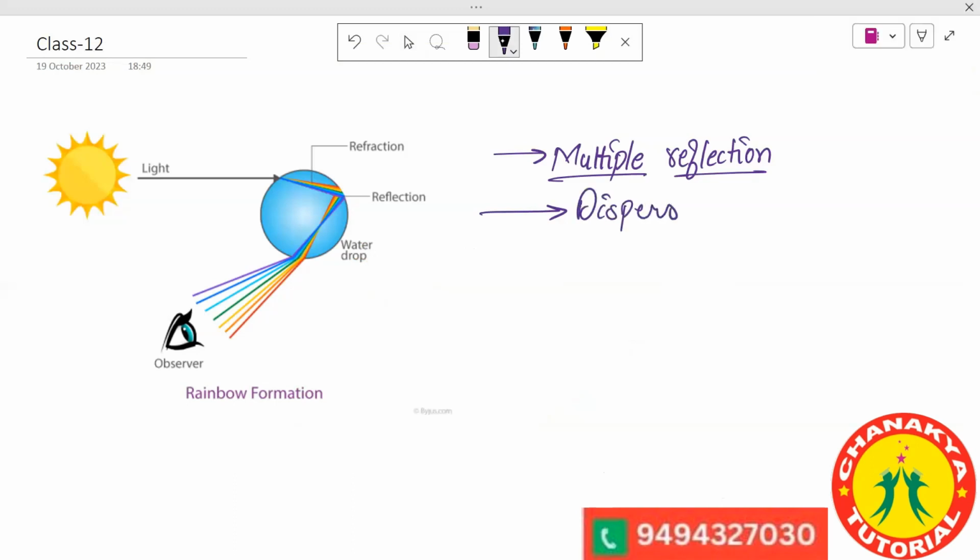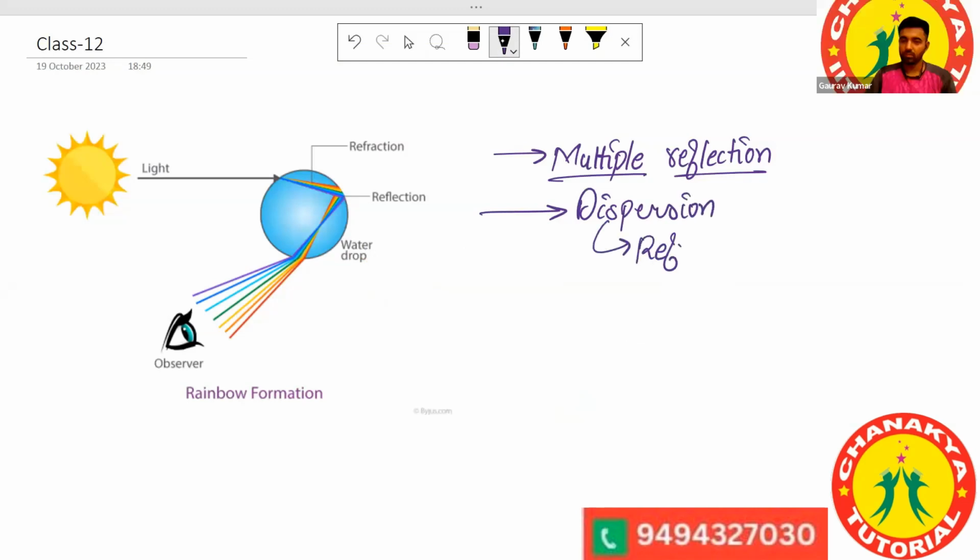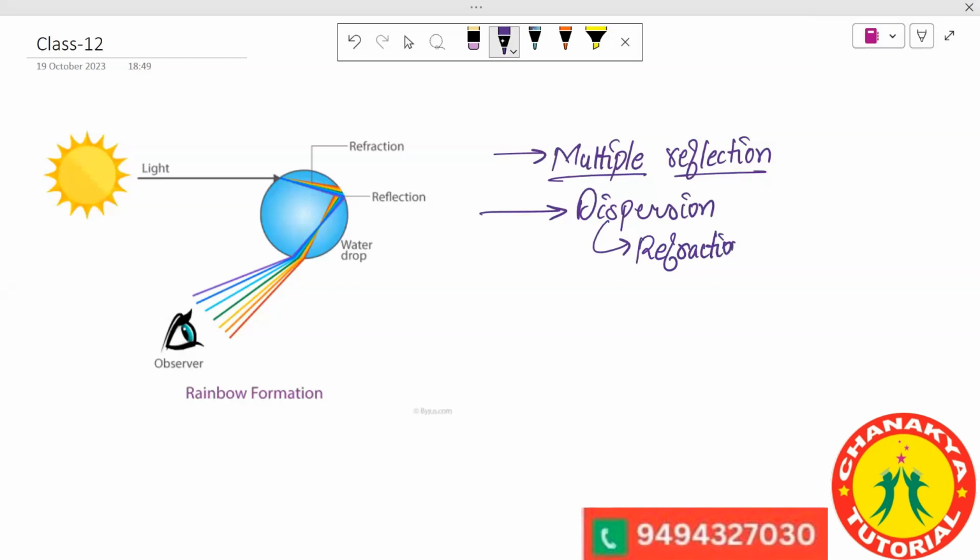Refraction of light, and then refractive index. Fine. Refractive index.